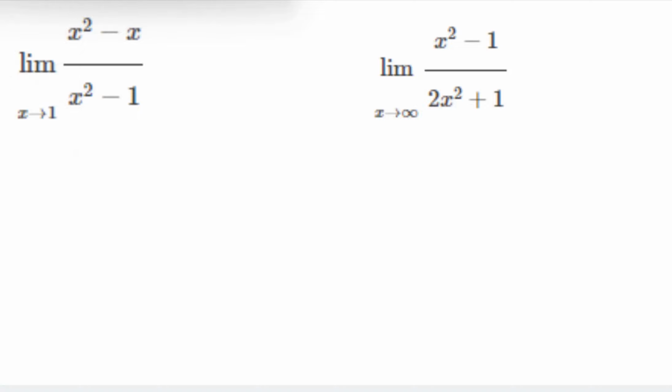So what's the first thing you always want to try when you have a limit? Substitution. Right. Can we plug in 1 to this problem and get the answer? No. All right. So once we can't do that, what's the next thing we want to try? Look at the graph. Graph it. We could graph it, but there's algebraic ways to do it.